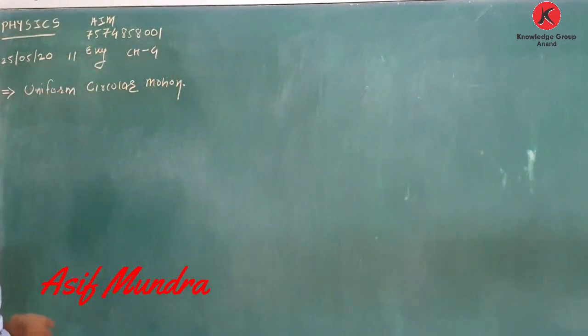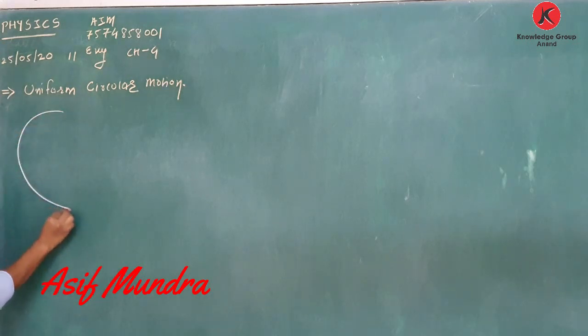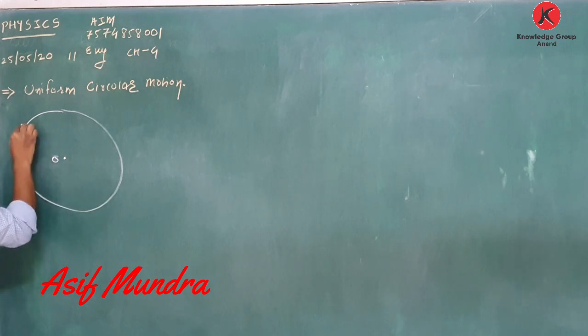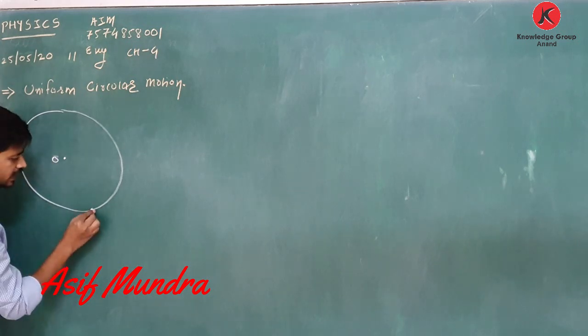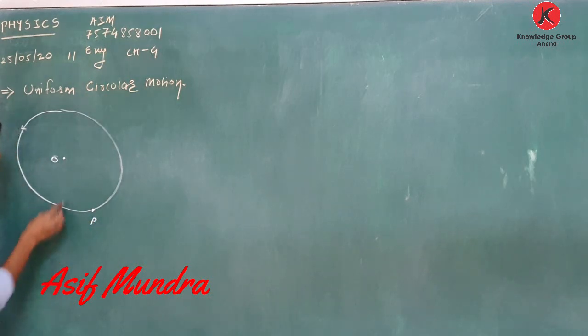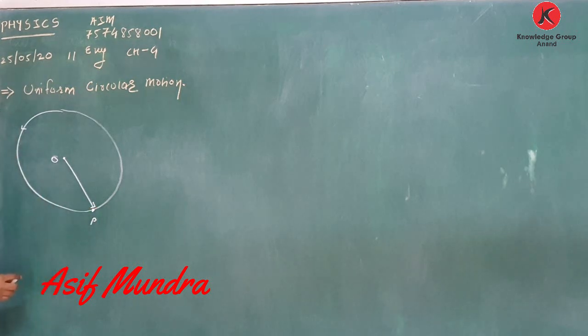We are taking the same condition. See, here it is a circular path. It is center O. The object is moving in the anti-clockwise direction. Initially, the object is here at point P. So yes, it is its position vector. Yes or no? Yes, you know it.